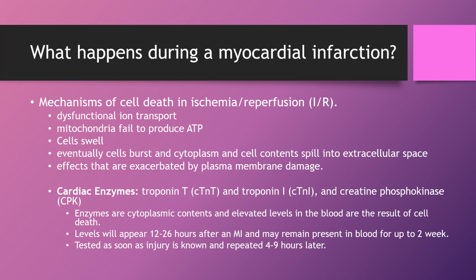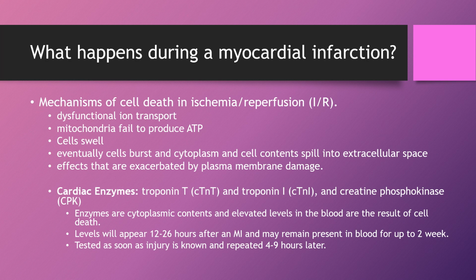The effects are exacerbated by the plasma membrane damage. Cardiac enzymes such as troponin T and troponin I and creatine kinase or CPK will be introduced into the extracellular space. So these are enzymes that normally exist within the cytoplasmic contents of myocardial cells, and their elevated levels in the blood are the result of cell death.